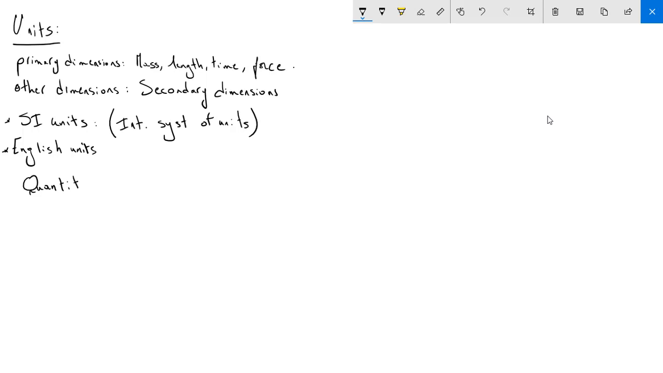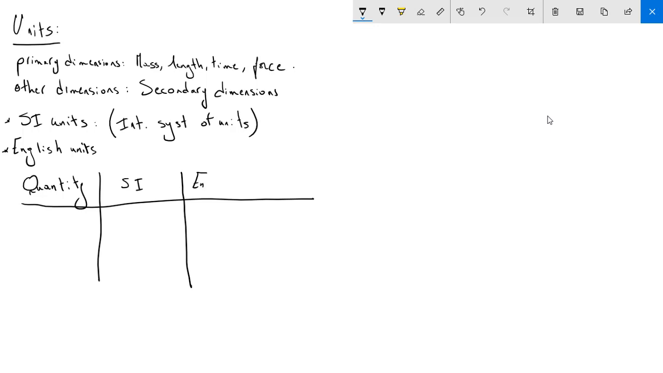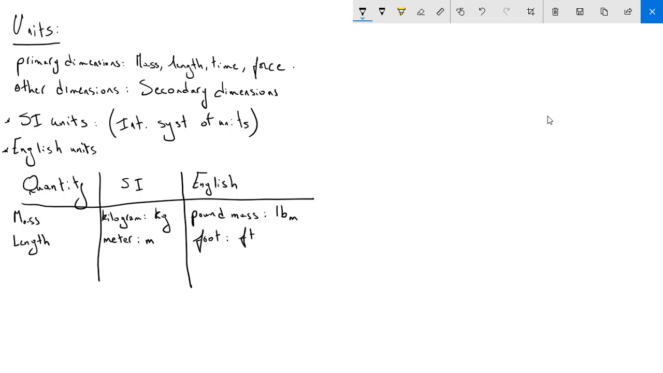So here we make a table for each quantity, how it is presented in SI units and in English units. So first, the mass in SI units is in kilogram with the symbol kg, and in English units it's in pound mass, where we have the symbol lb subscript m. The second quantity is the length. In SI units it's in meters, the symbol m, and in English unit it's in foot with the symbol ft.